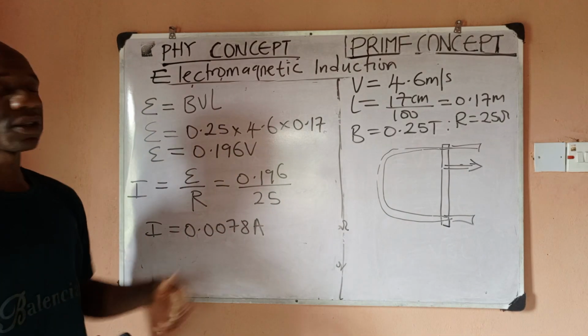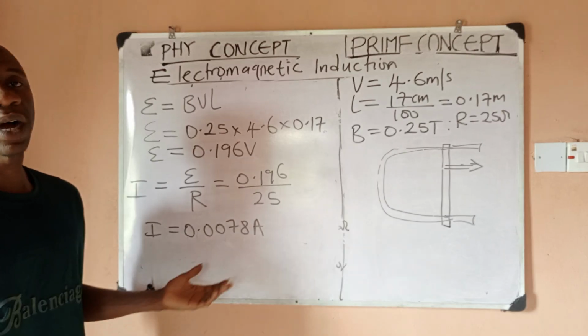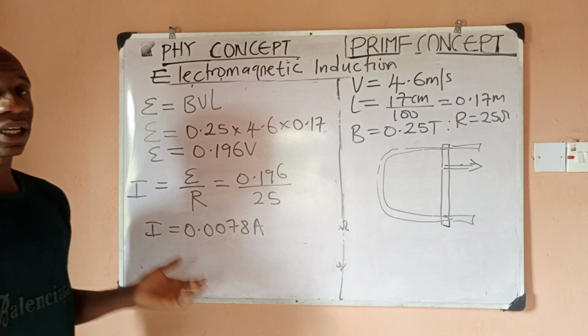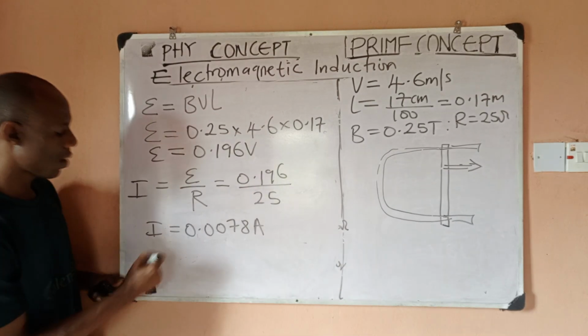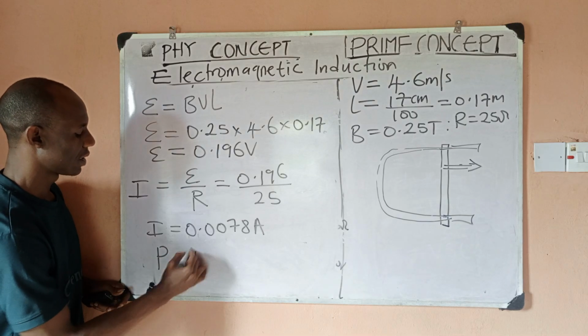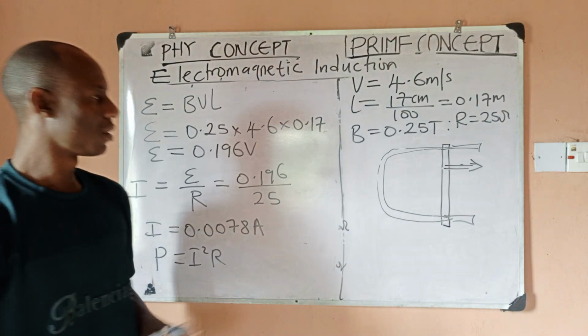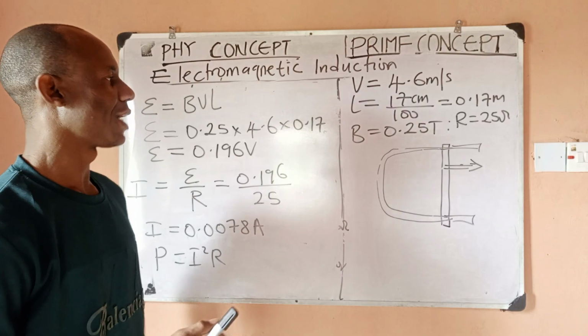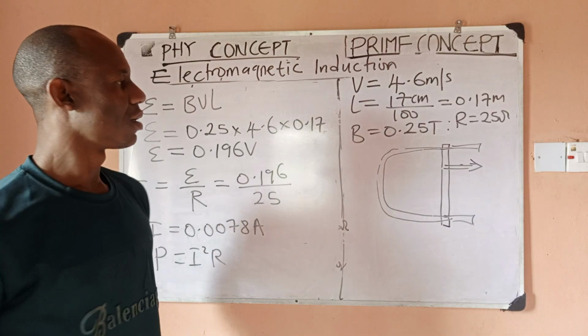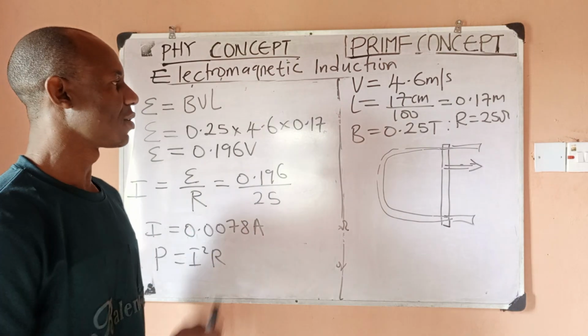So they can still ask us further. They can ask you to find the power in the U-shaped part. We can get that knowing that power P is I squared R. So you can find the power in the U-shaped part. They can ask that under exam conditions. So this is what it is. I believe this concept is clear.